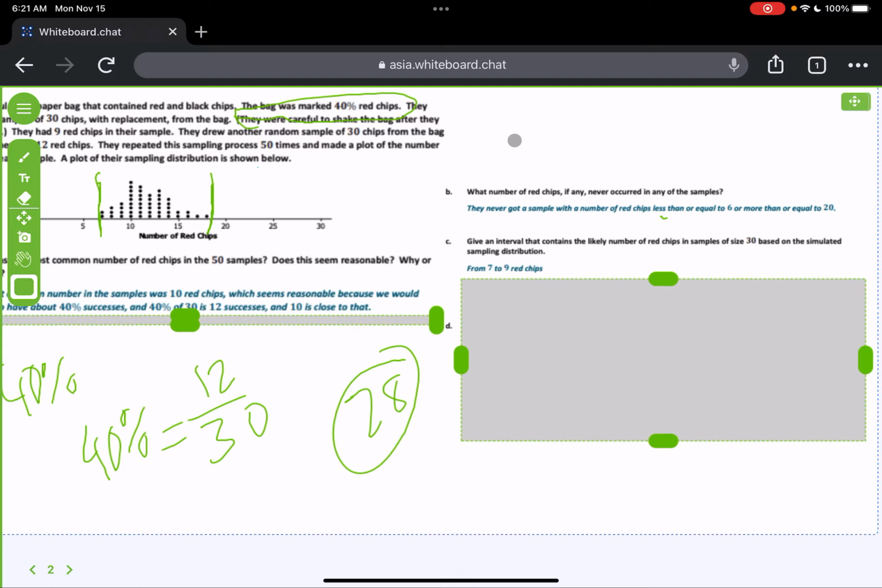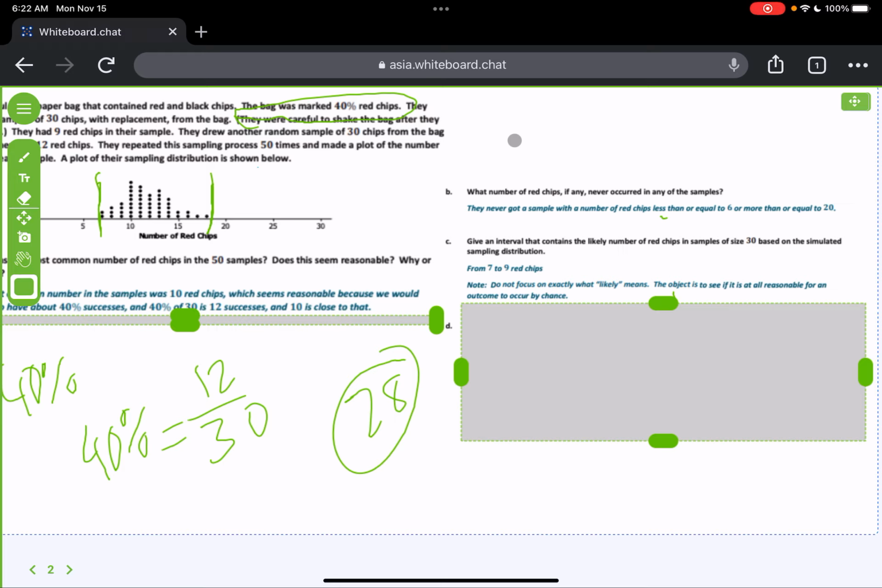So, given an interval that contains the likely number of red chips in the sample size of 30 based on the simulated sampling distribution, well, we could say that there would be from 7 to 9 red chips. That would be an interval, right, of likely red chips. Now, it says do not focus on exactly what likely means. The object is to see if it is at all reasonable for any outcome to occur by chance.